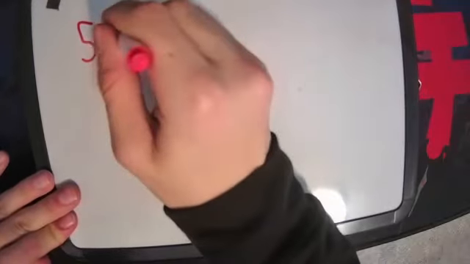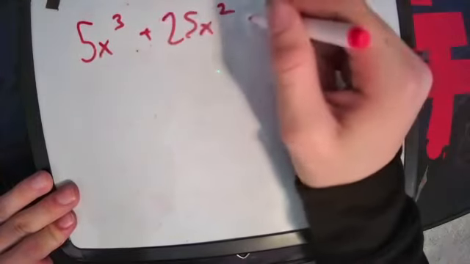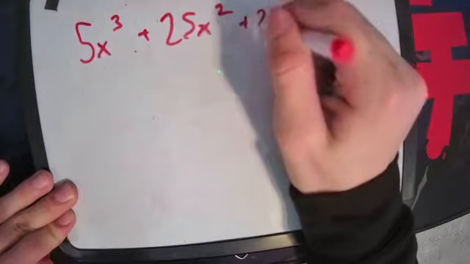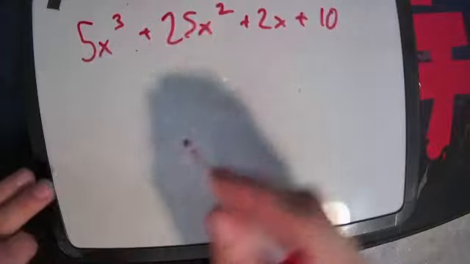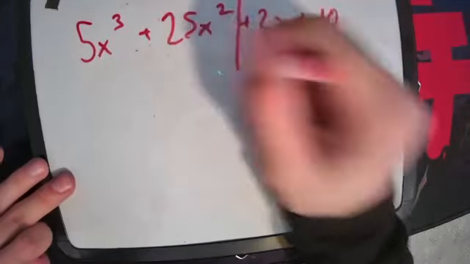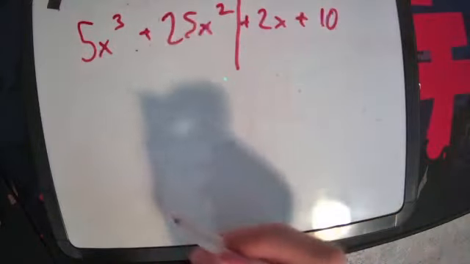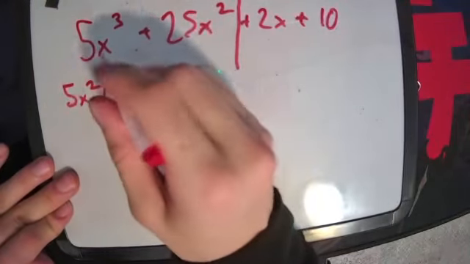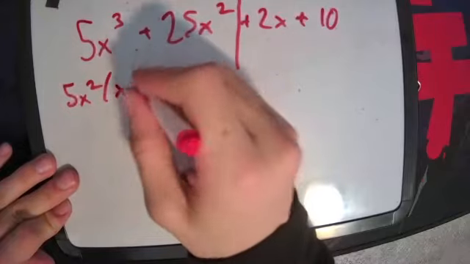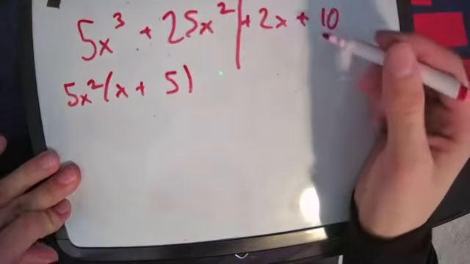We have 5x to the third plus 25x to the second plus 2x plus 10. So let's split that down the middle just like we've been doing with the trinomials. And we can see that the greatest common factor here is just 5x squared. So let's take that out. Let's factor that out. And then we are left with x plus 5. So that's our first group done.